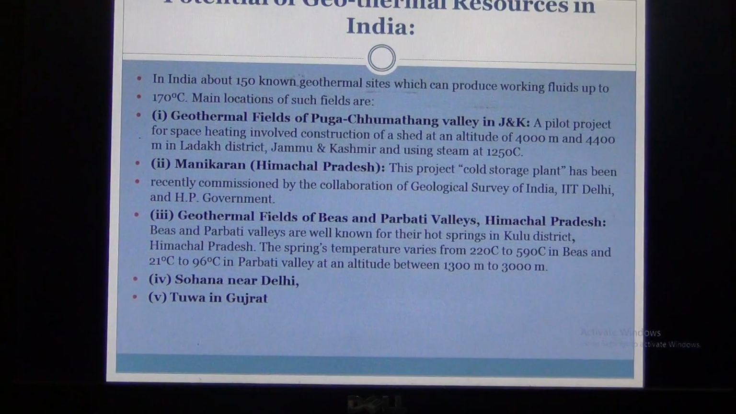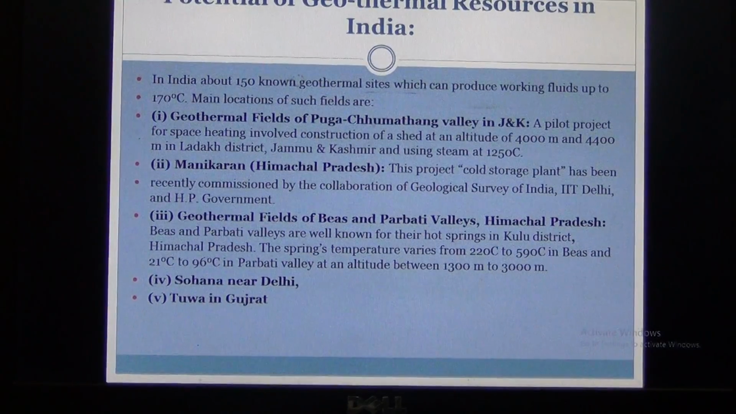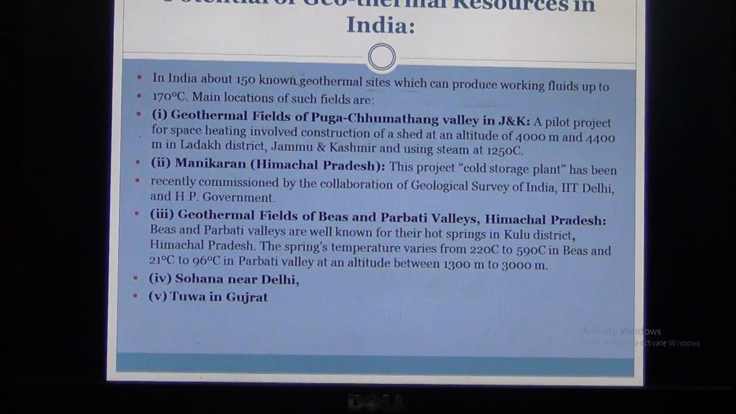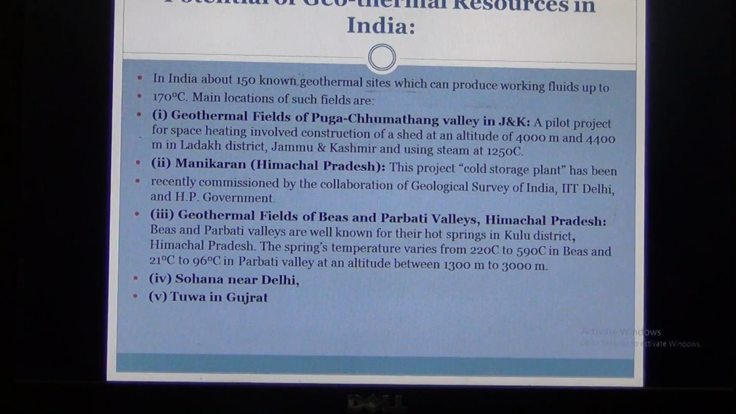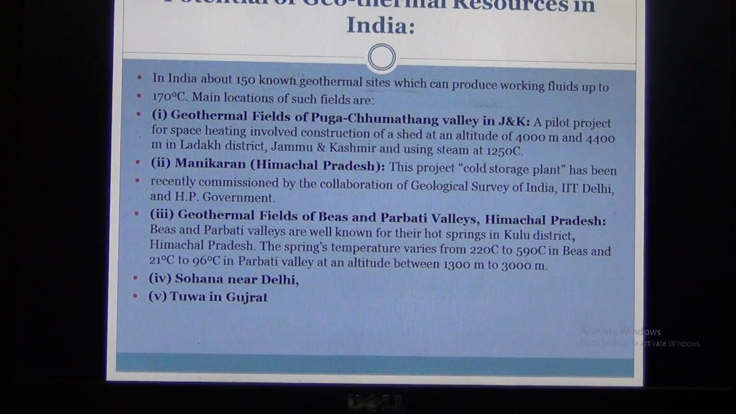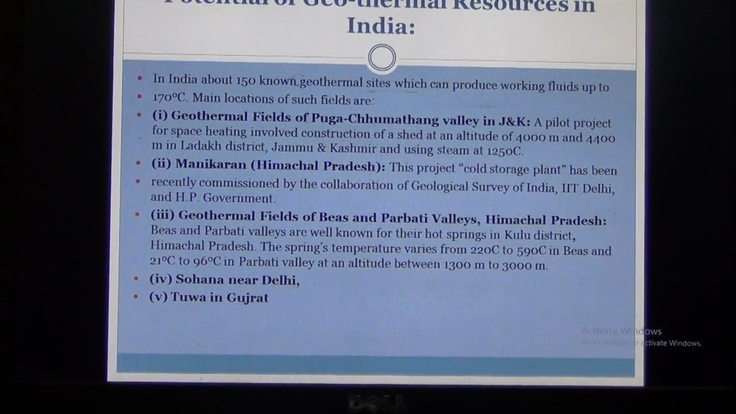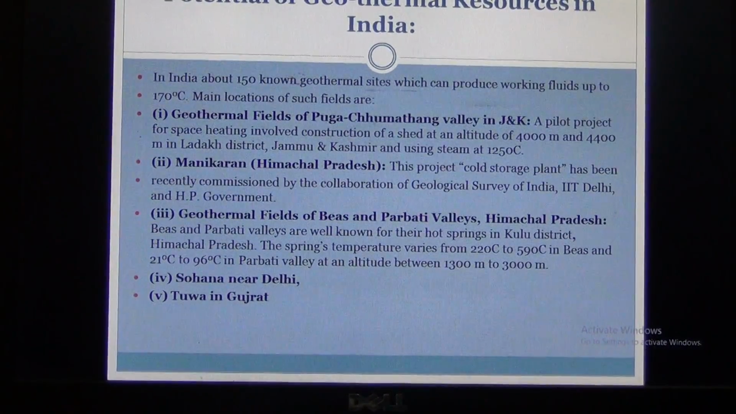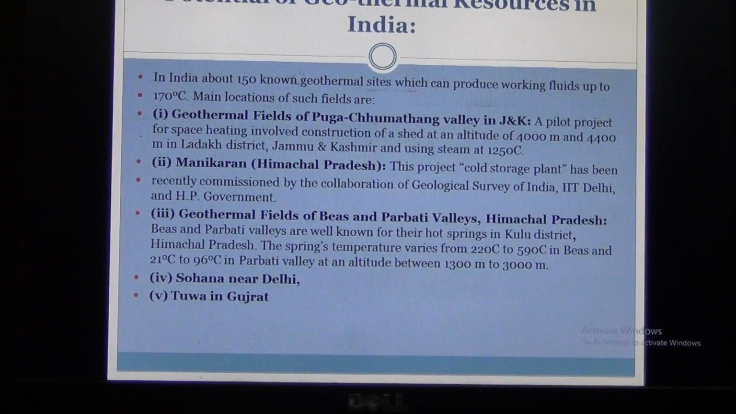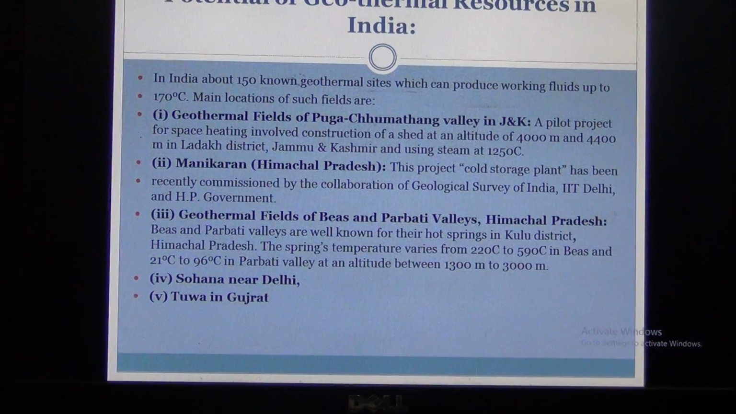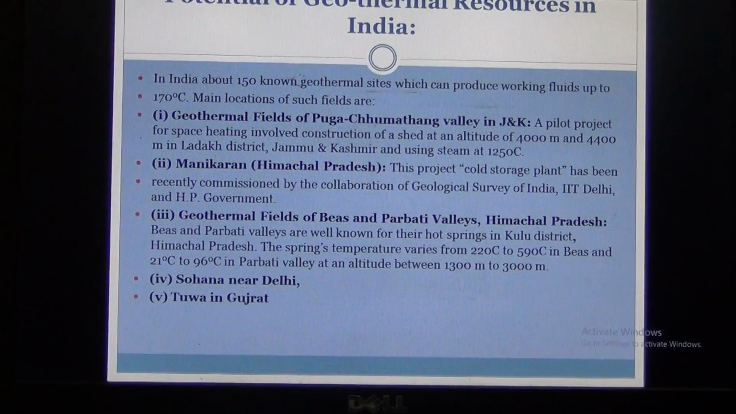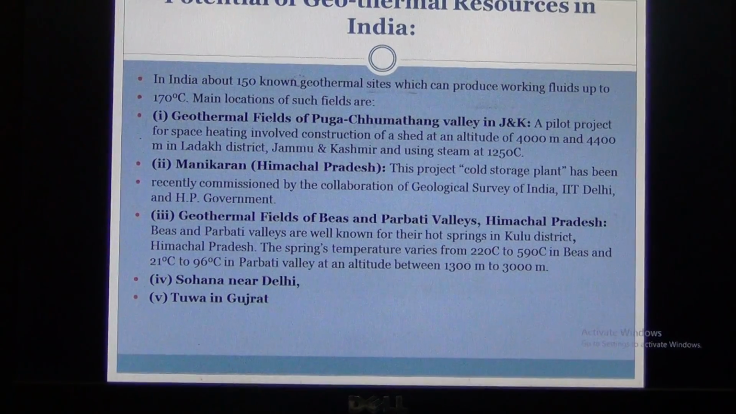A pilot project for space heating involved construction of a shed at an altitude of 4,000 meters in Ladakh district, Jammu and Kashmir, using steam at 125 degrees Celsius. Manikaran, Himachal Pradesh, is the second location. In this project a cold storage plant has been recently commissioned by the collaboration of the Geological Survey of India, IIT Delhi, and the HP government. The third location is the geothermal field of Beas and Parvati valleys, Himachal Pradesh.